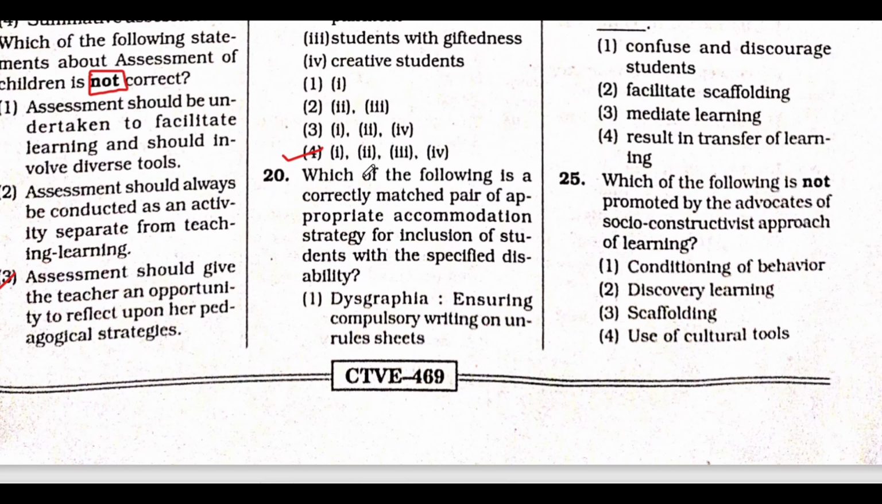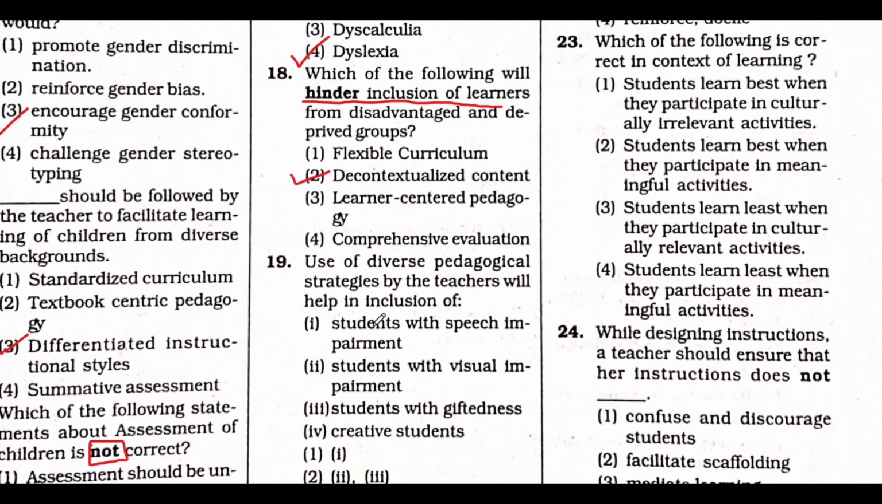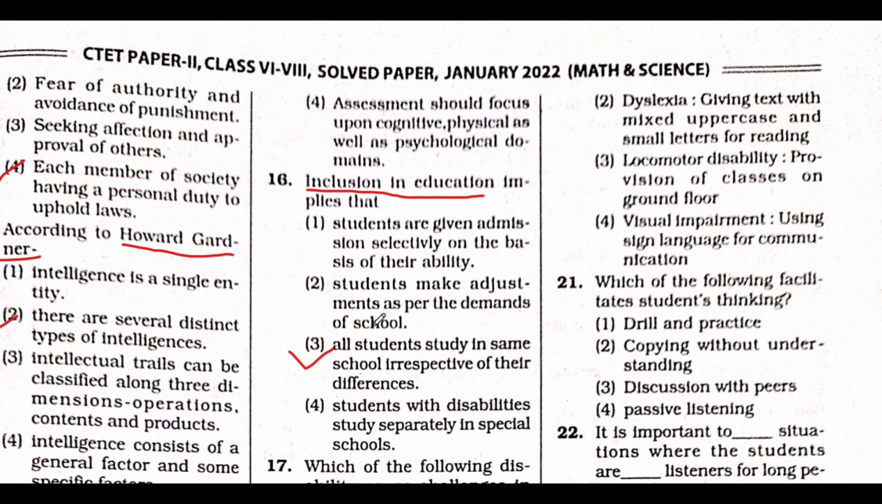Question number 20. So what does question number 20 say? Which of the following is a correctly matched pair of appropriate accommodation strategy for inclusion of students with specified disabilities? Which are the matching ones and which is not matching? You have to just see that. Dysgraphia, ensuring compulsory writing on unruled sheets. Then we have, let's see other options. Dyslexia, giving text with mixed uppercase and small letters for reading. Locomotor disability, provision of classes on the ground floor. Then visual impairment, using sign languages for communication.